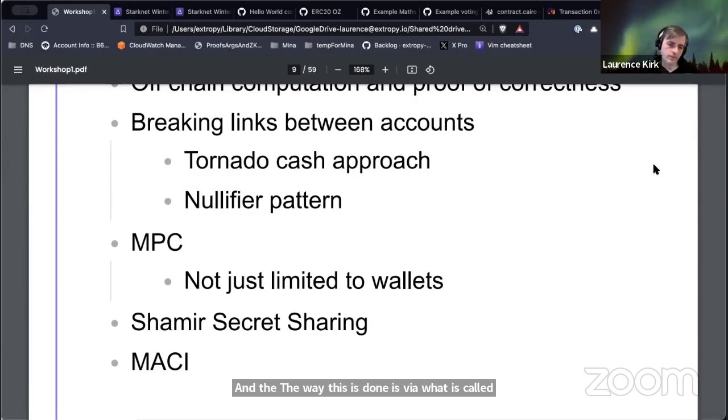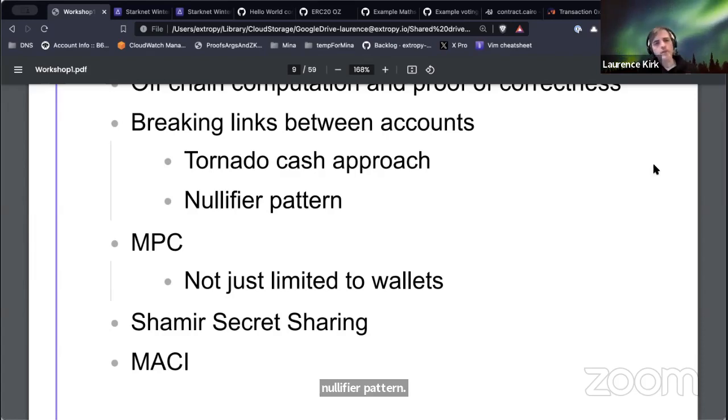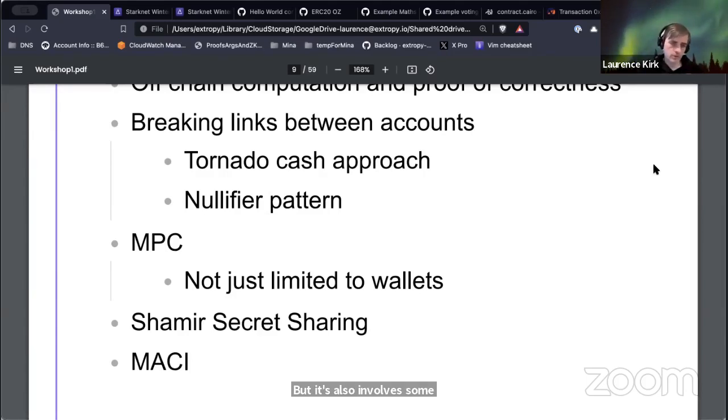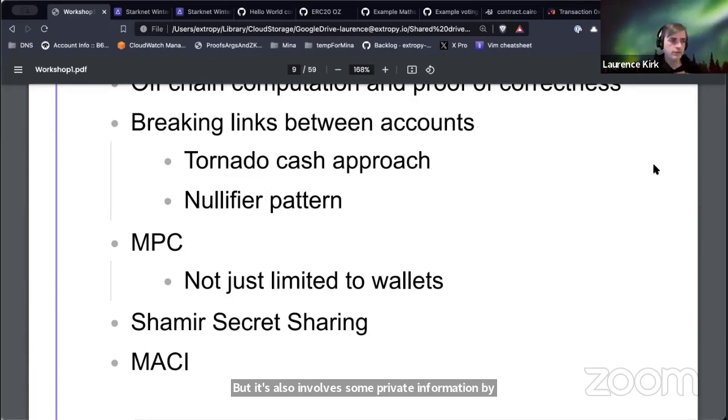The way it works is that in the first part, when you do, say, a deposit, what you do is you create a nullifier. This is something that is deterministic, that is created from details of the account and the thing that you are depositing, but it also involves some private information from the person that is doing that. This nullifier is created and it is effectively obfuscated, and then it is added to the state of the system.